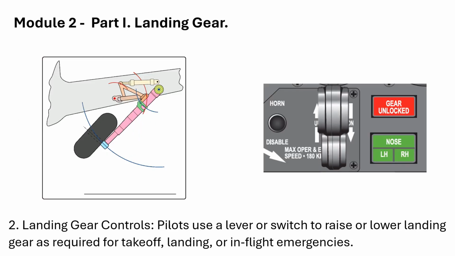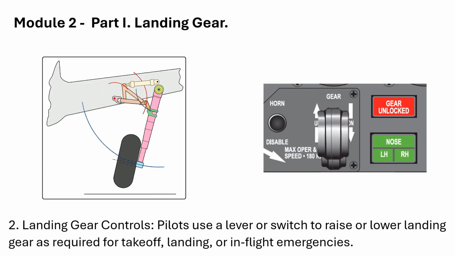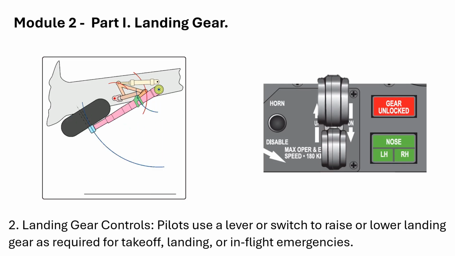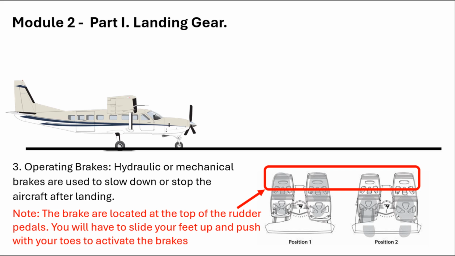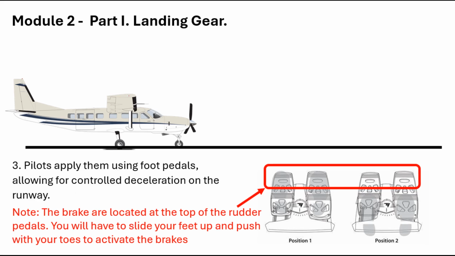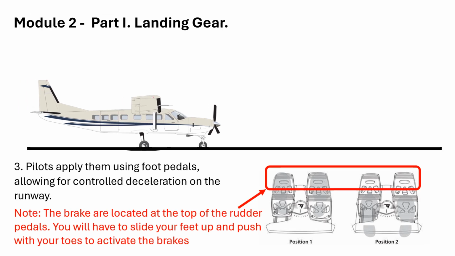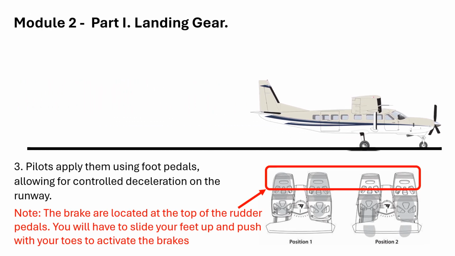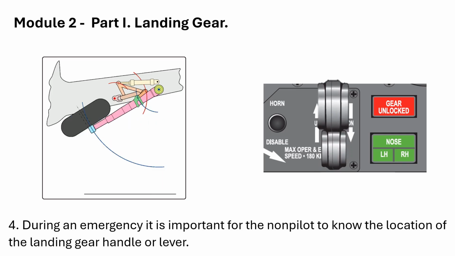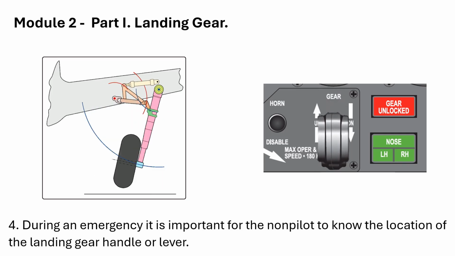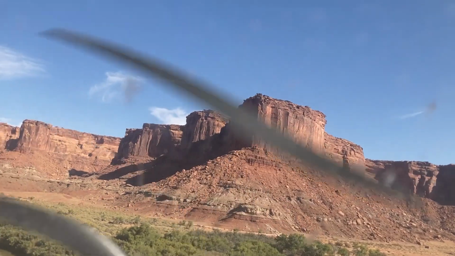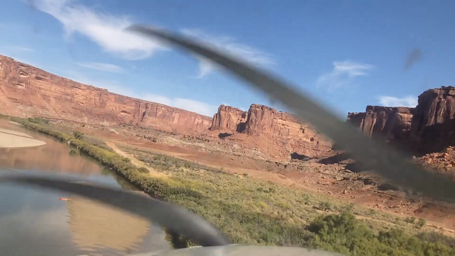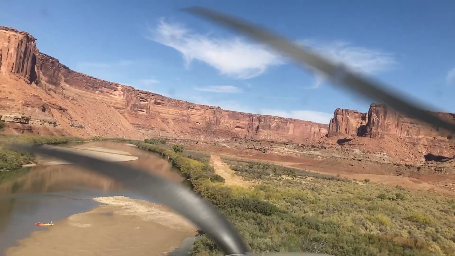2. Landing gear controls. Pilots use a lever or switch to raise or lower landing gear as required for takeoff, landing, or in-flight emergencies. 3. Operating brakes. Hydraulic or mechanical brakes are used to slow down or stop the aircraft after landing. Pilots apply them using foot pedals, allowing for controlled deceleration on the runway. 4. During an emergency, it is important for the non-pilot to know the location of the landing gear handle or lever.